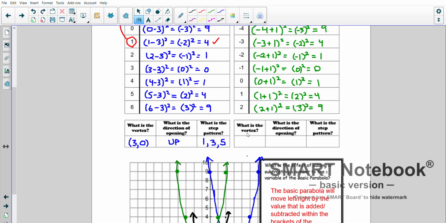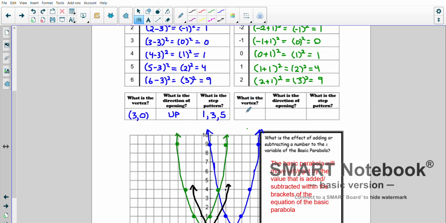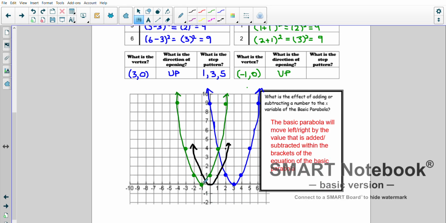What is the vertex of this new parabola? It's -1, 0. What is the direction of opening? It goes up. And then how do you determine the step pattern? Well, you can just count. If I went over 1, look, I went up 1 to get to that first point. How many did it take to get to the second point? Up 3. So the step pattern did not change. And then I went over 1, up 5.